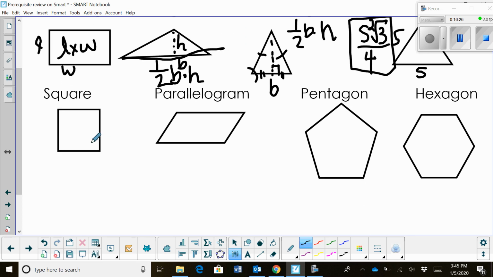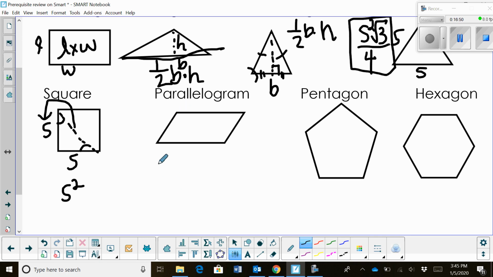Okay, for a square, squares are easy. It's just side and side. So side times side is just side squared. Now sometimes you have to use the fact that you have a 45, 45, 90. If you're, let's say you're given your diagonal, you're going to have to use your 45, 45, 90 rules to work backwards to the side to then find the area.